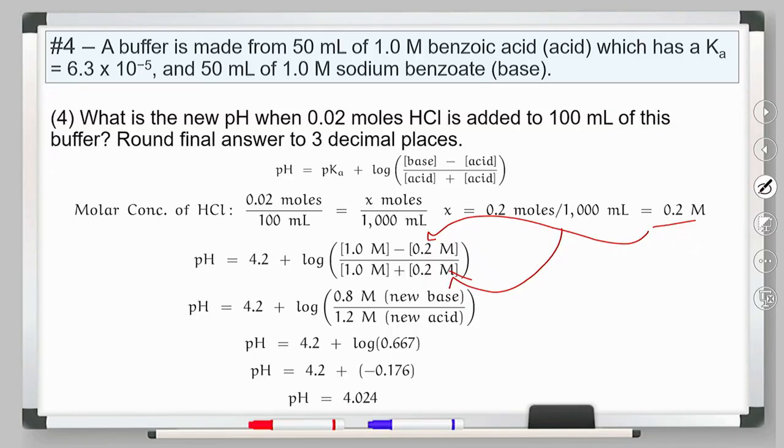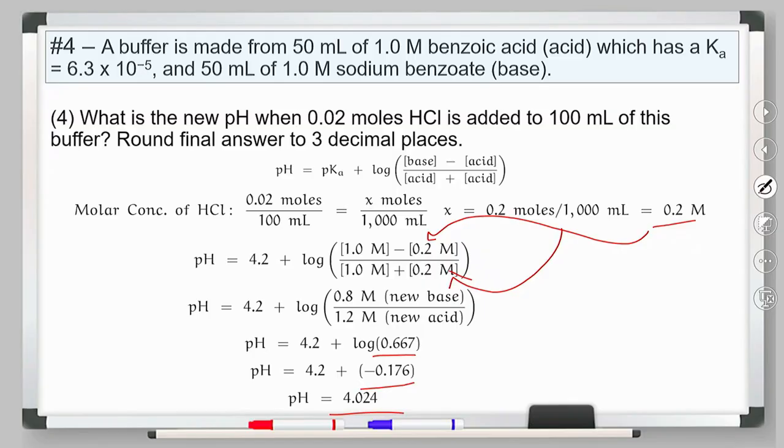When we divide 0.8 by 1.2, now the value inside the log is 0.667. Take the log base 10 of that, we get, oh my God, can you get a negative number out of a log base 10? Absolutely. So now it's a negative number plus 4.2. When we add those together, we get a lower number, 4.024. And once again, does it make sense that when we add an acid to the buffer system, the resulting pH ends up lower than the 4.2 we started with?